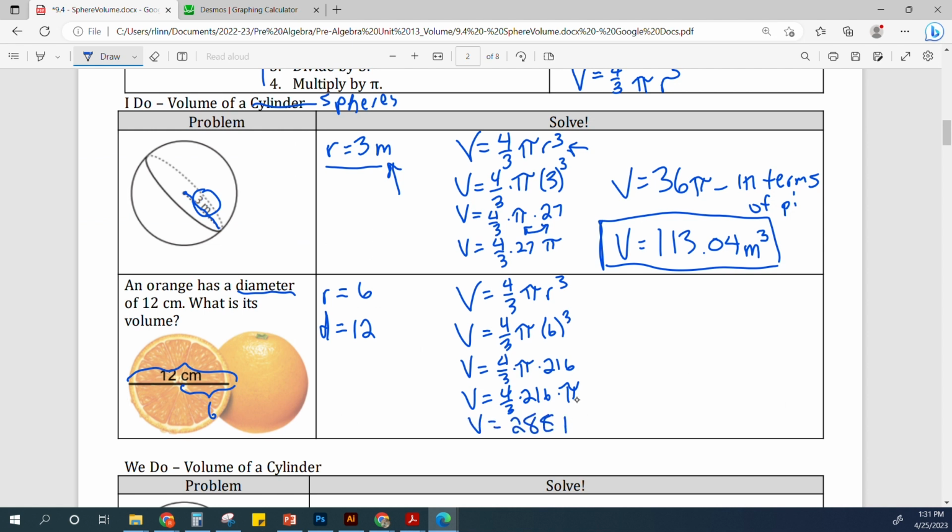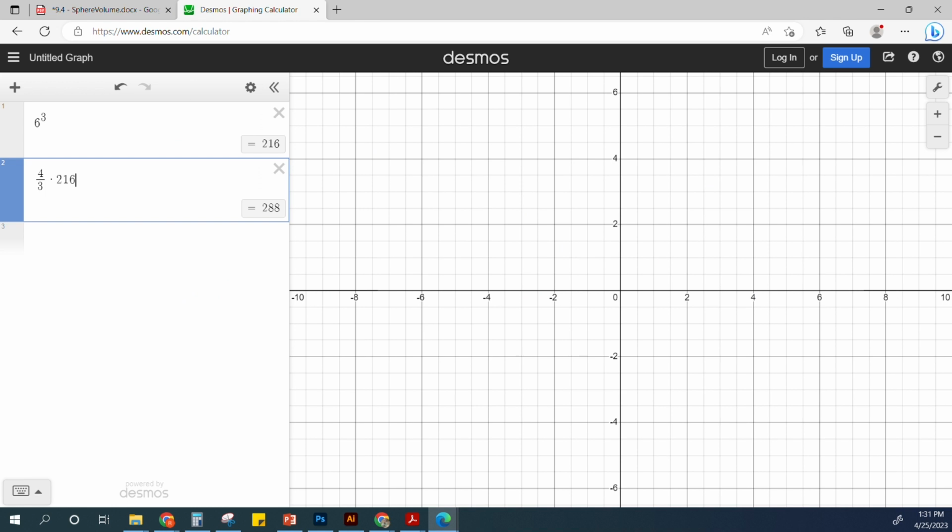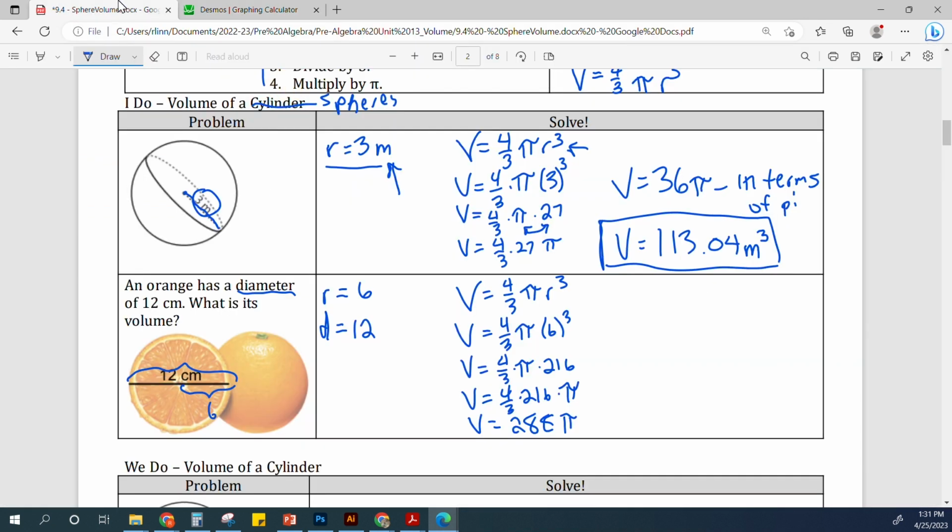288 pi. So if I was writing in terms of pi, then I would be done, but it's just asking me for the volume, so I'm going to go ahead and multiply this by pi. So if I multiply this by pi, let's go ahead and multiply it, times 3.14 gives us 904.32. Volume equals 904.32. But 904.32 what? What are we measuring this in?